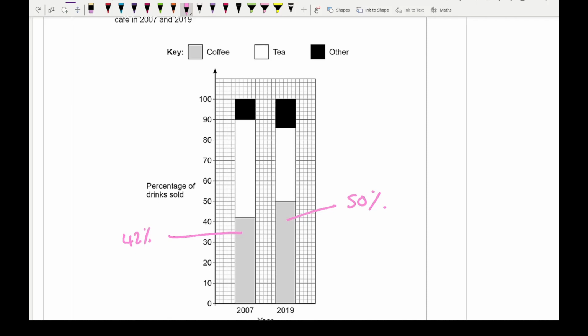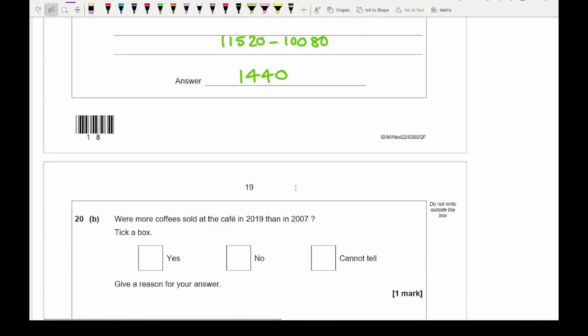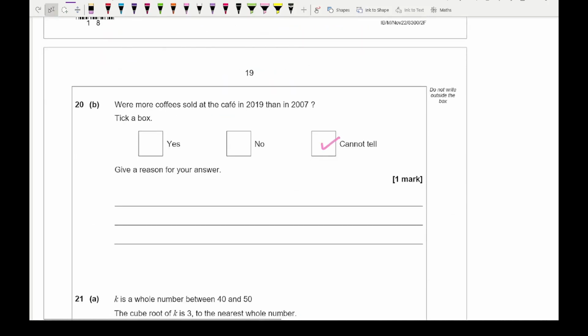So if the total was, let's say, 20,000, then that's obviously going to be slightly less. So it's really important that we don't assume that, although the percentages are higher, the totals are going to be the same. So the one that we need to tick is that we cannot tell, and the reason for this is because we don't know how many drinks were sold in 2019 in total. And there we go.